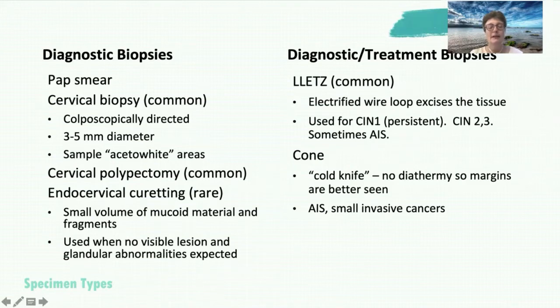The less common kind of biopsy and much larger is the cone biopsy, sometimes called a cold knife cone because it doesn't use diathermy to take out the lesion. It's much bigger, it's used for adenocarcinoma, and it's used for small invasive cancers.